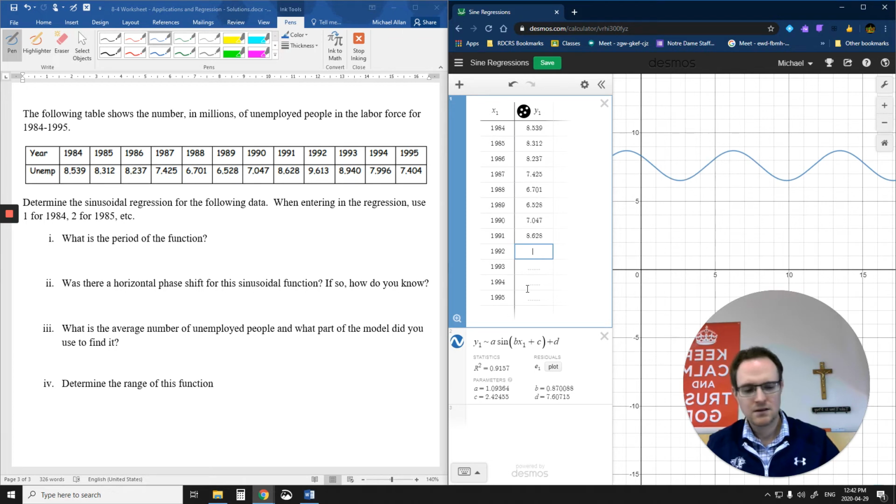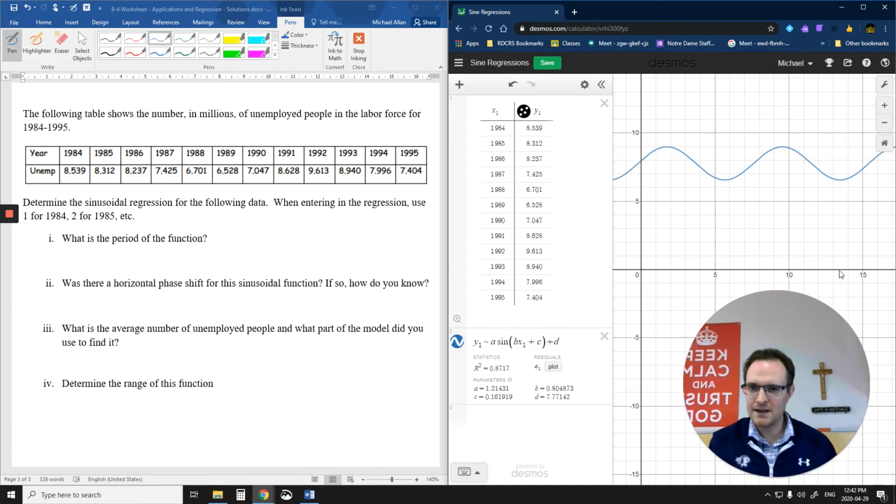8.628. 9.613. Oh, look at the data points. I'm looking at the R squared here. It's not very nice, R squared. Where am I right now? Okay, I'm 8.940, 7.996, oops, and 7.44. There we go.